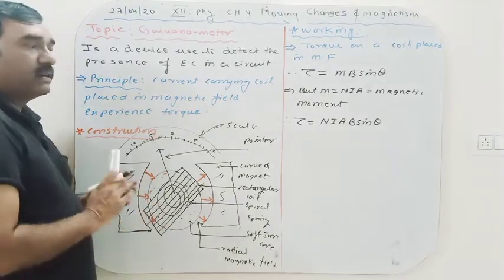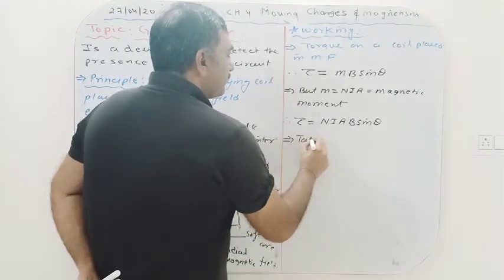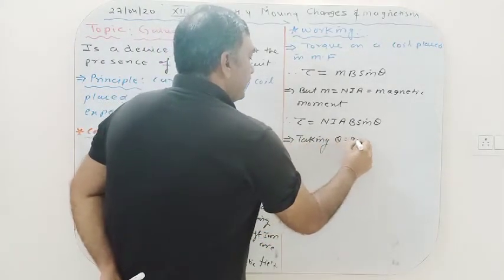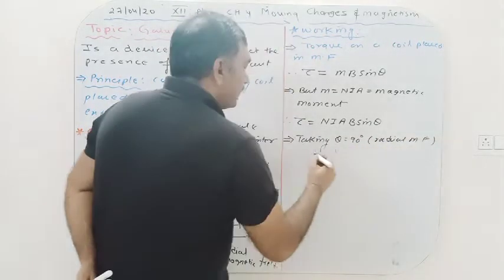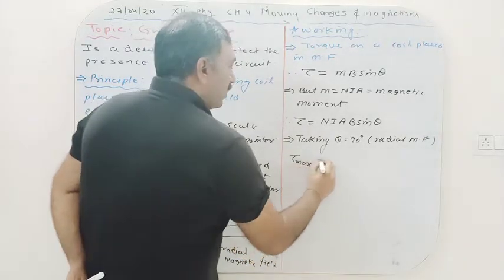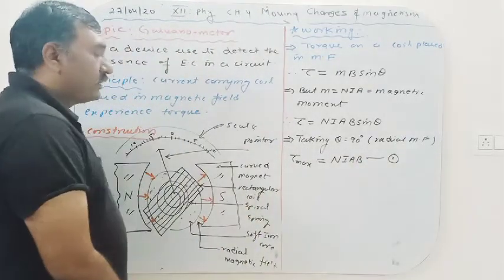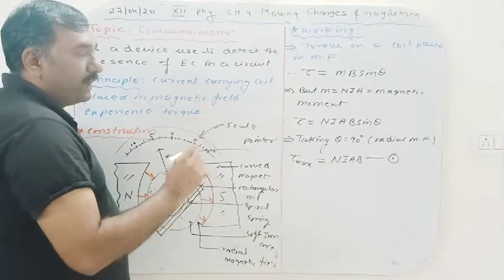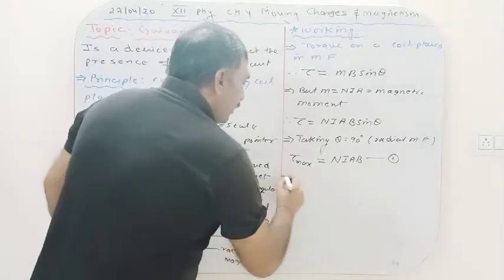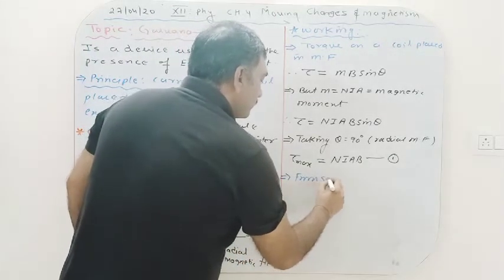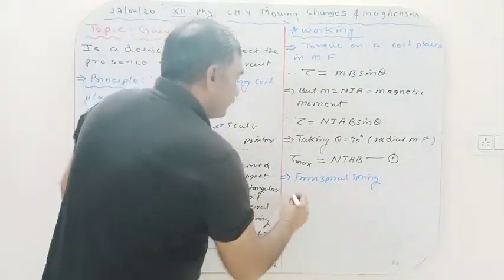But we are applying a radial magnetic field to produce the maximum torque. So taking theta as 90 degrees, because of the radial magnetic field, the torque becomes maximum. Maximum torque becomes NIAB. Take it as the first equation. Due to the radial magnetic field, it provides maximum torque, and to control this torque we use the spiral spring, which provides the restoring torque.